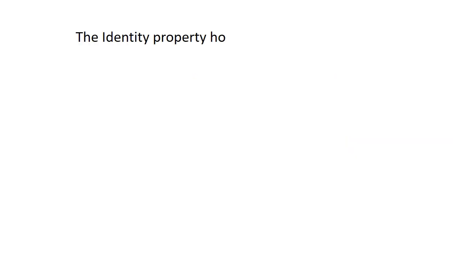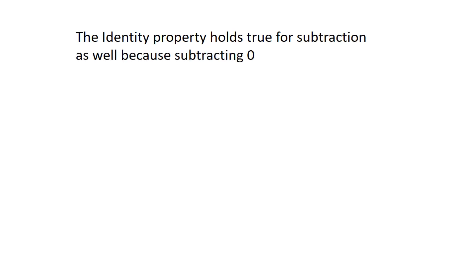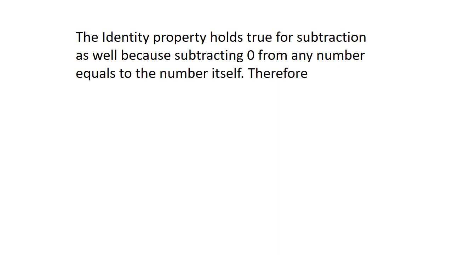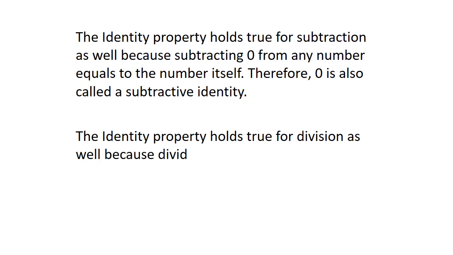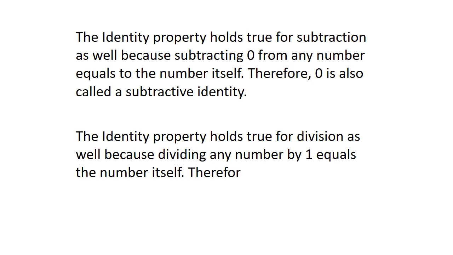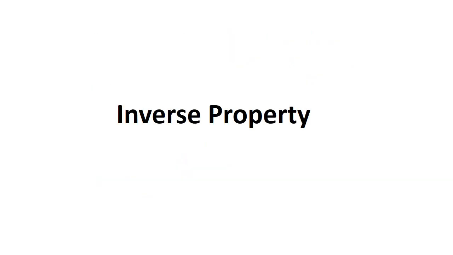The identity property holds true for subtraction as well, because subtracting 0 from any number equals the number itself. Therefore, 0 is also called a subtractive identity. The identity property holds true for division as well, because dividing any number by 1 equals the number itself. Therefore, 1 is also called a divisive identity. Let us proceed with inverse property.